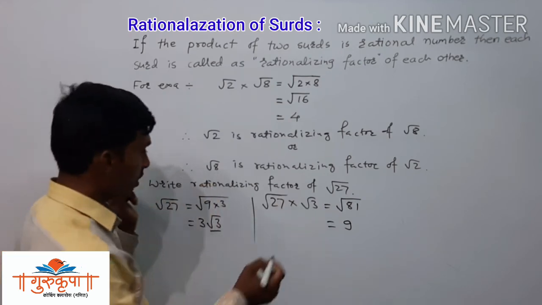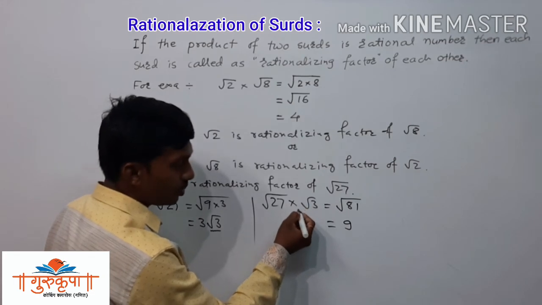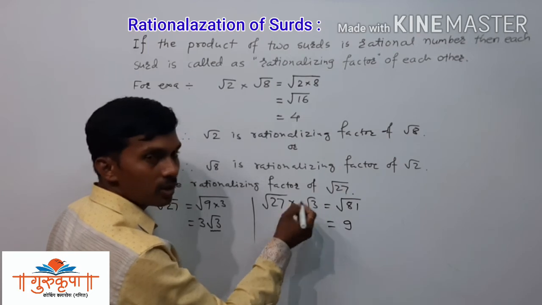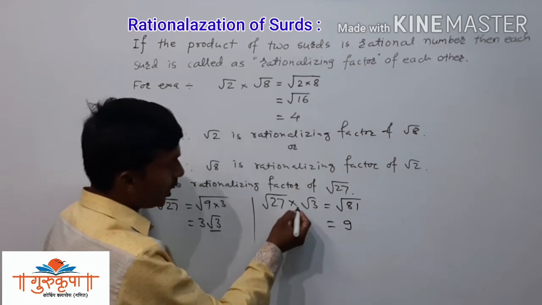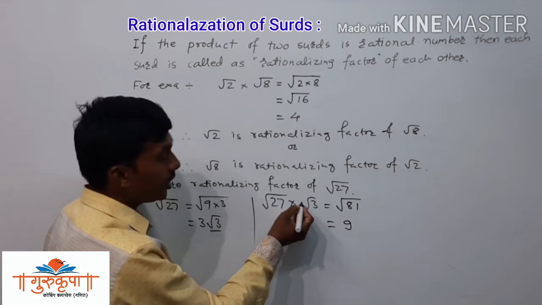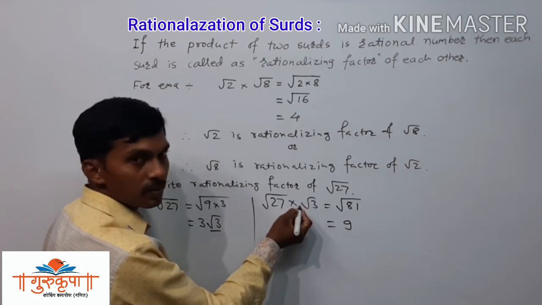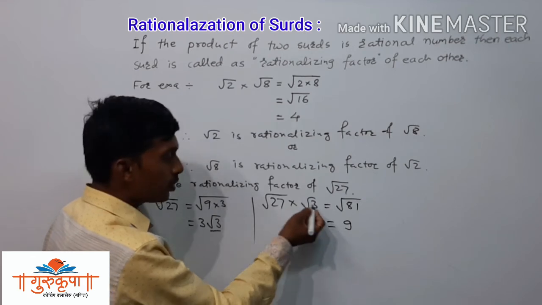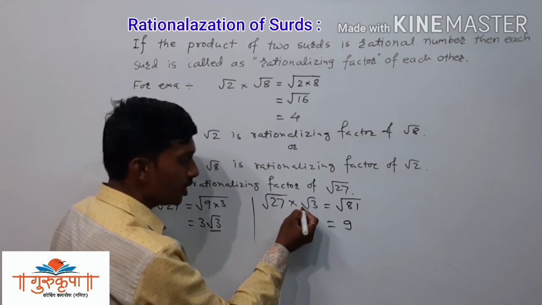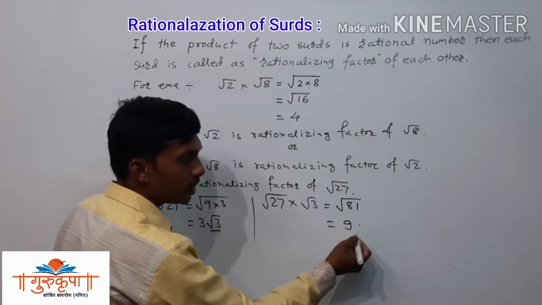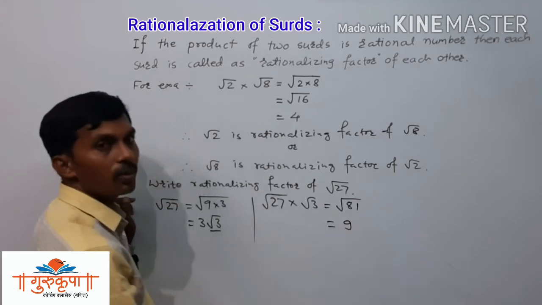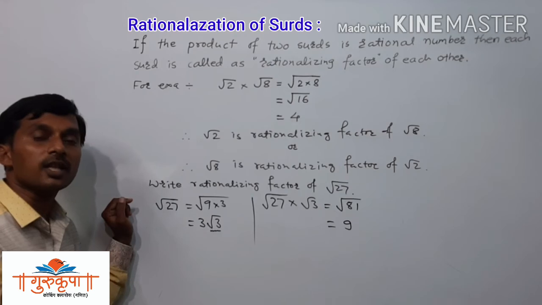Now you can take here 2√3 or 5√3 or 6√3 or 7√3 or 8√3 or 9√3 or 10, 11, 12. You can take any coefficient here. That should be rational. You can take any rational coefficient here. And the product of those two is 9. Now suppose you write here 2√3, then this 2 remains here as it is. 9 into 2 is 18, since it is rational number. But we have to write the simplest rationalizing factor.